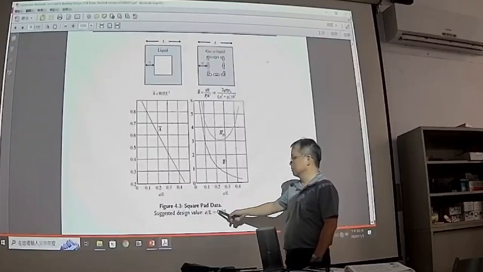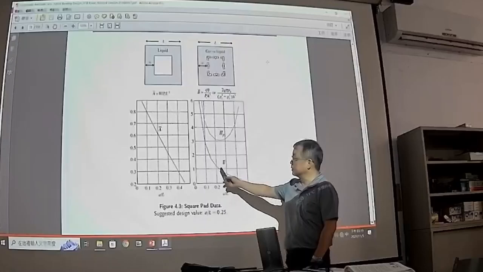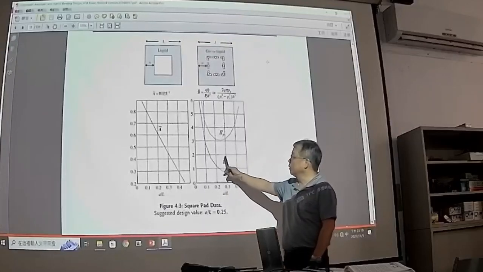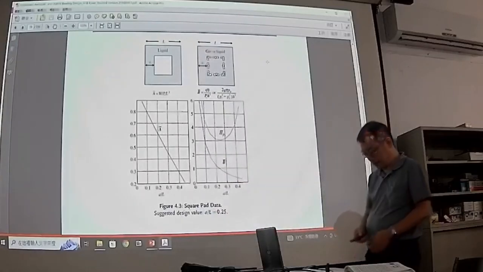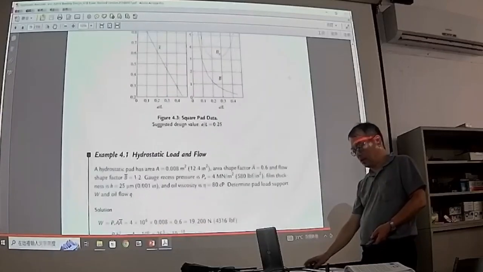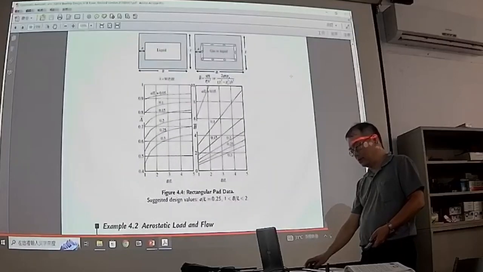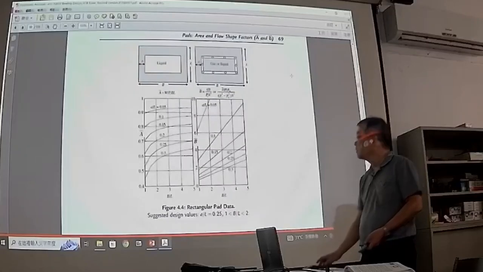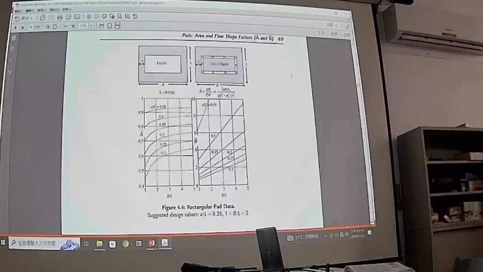first check on the selection of your length ratio, and then you can get a B bar and A bar for that. The next one, we look at the rectangular one. Okay. This is another example of the design chart for the rectangular hydrostatic bearing.